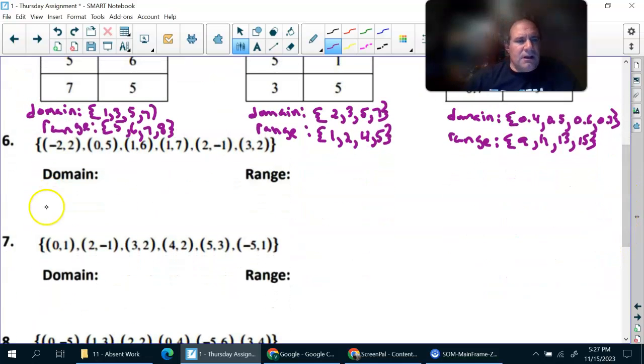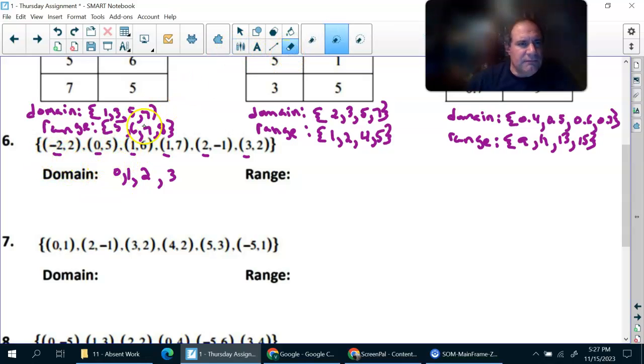Number 6, here we go with the x's. So we're going to list all the x values. So it's 0, 1, only once. I'm going to just underline all of the x's that I used. So there's 2, and then 3. And notice that I have a -2 hanging out over here. So I am just going to erase this and put -2 in. And that would be it.